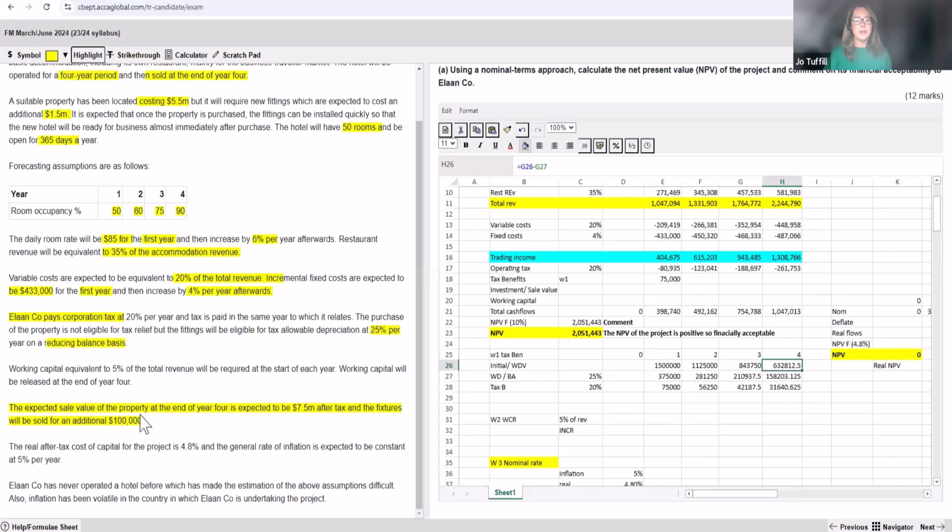And it says the expected sale value of the property at the end of year 4 is expected to be 7.5 million after tax, and the fixtures and fittings can be sold for an additional 100,000. So we've got a balancing allowance. The balancing allowance is basically not going to be 25%. It's going to be the full amount, less the disposal value. That's where we get that. So it's going to be less 100K.